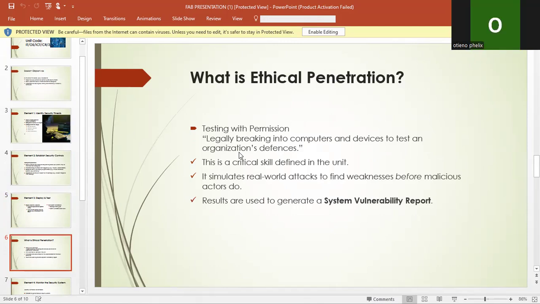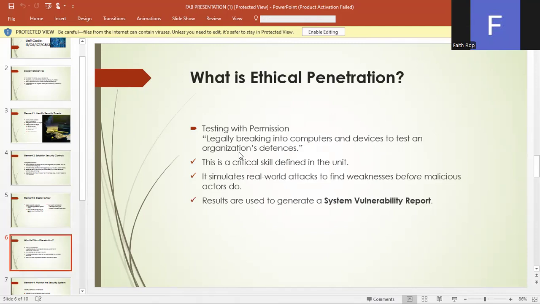Oh, I think ethical penetration is where maybe a company can allow anyone who would be able to get into their system so that they can detect any fault that is in that system. Yeah, that is exactly what it is.